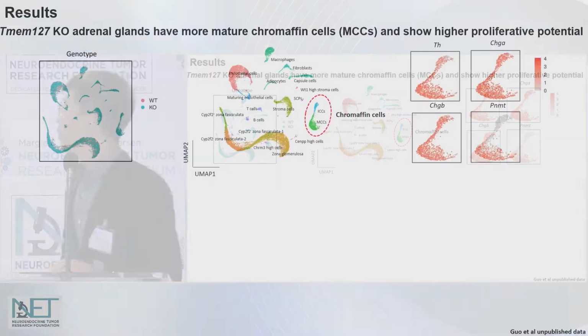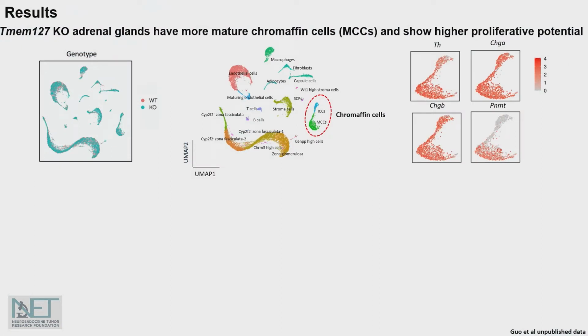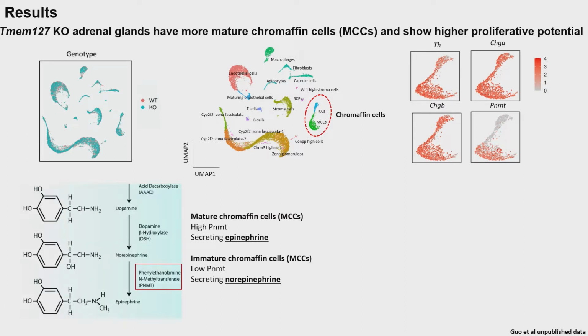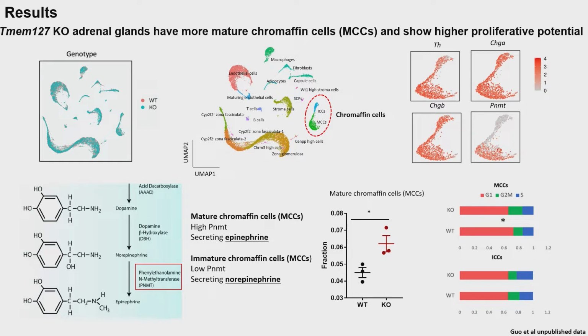So here is a typical UMAP of mouse single nuclear data, split by genotype. And we can see from the UMAP that there are no specific cell clusters in each genotype. Based on different cell cluster markers, we identified 19 cell clusters here. And of course, we are interested in the chromaffin cells, and they all express some common markers like TH, CHGA, and CHGB. According to the different expression of PNMT, we divided the chromaffin cells into 2 clusters. One is immature chromaffin cells, another one is mature chromaffin cells.